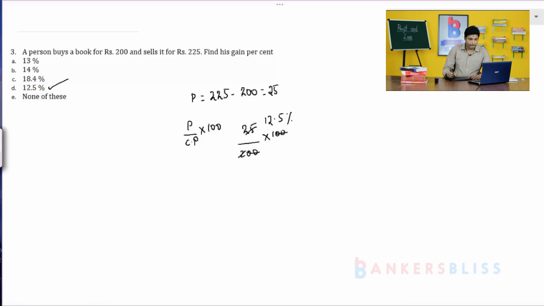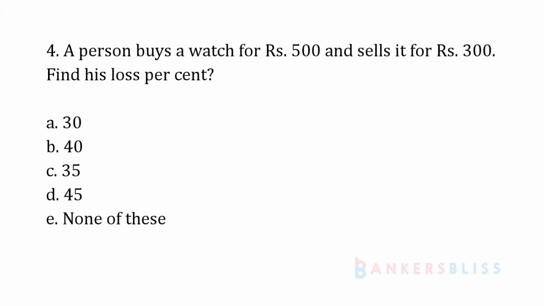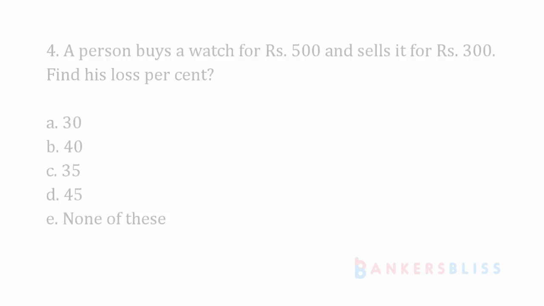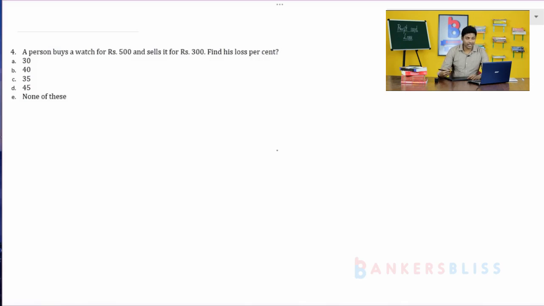Problem number 4. A person buys a watch for rupees 500 and sells it for rupees 300. Find his loss percentage. See, the buying price is 500, that is the cost price, and the selling price is 300. So here I am incurring a loss. I have invested 500 and I am selling it for 300. In the transaction I lost 200. So loss is cost price minus selling price, that is 500 minus 300, which is equal to 200. So 200 is the loss.